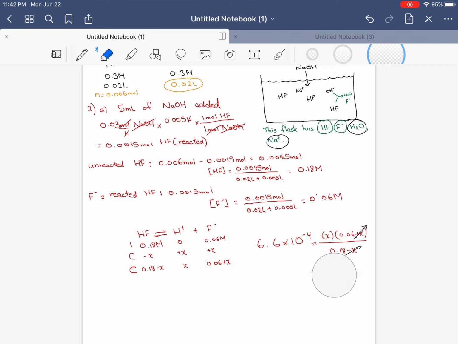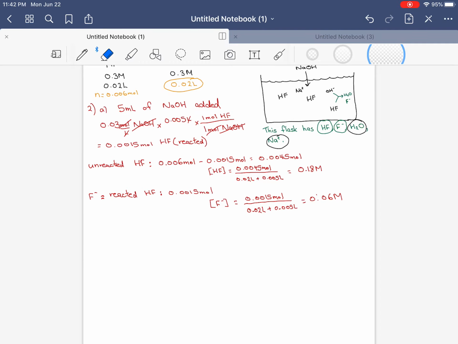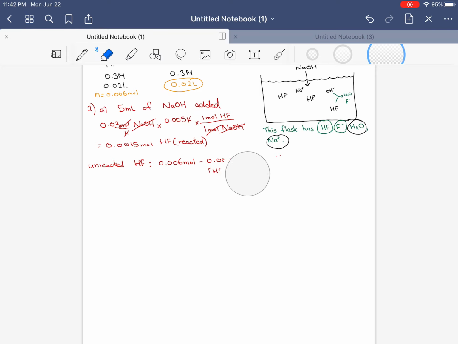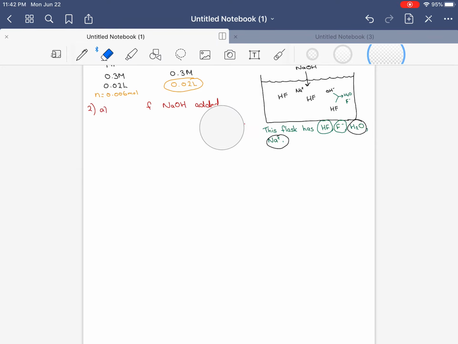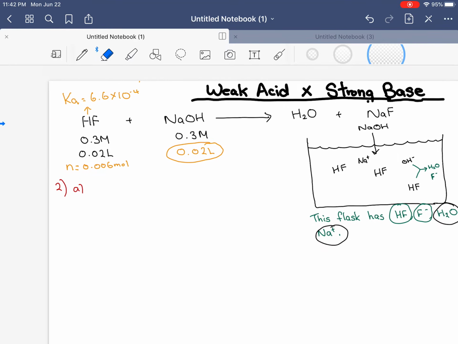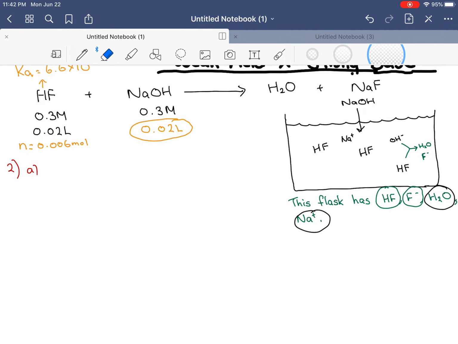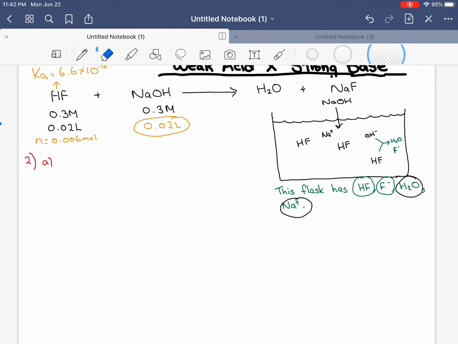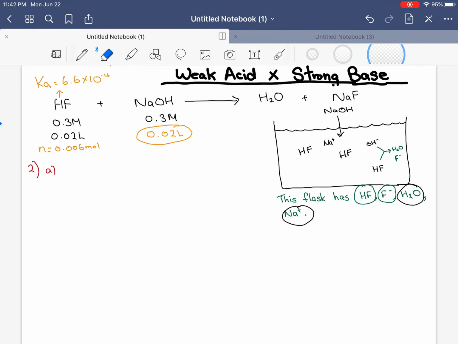You know what? I'm just going to erase everything. I will rewrite everything again. No big deal. Okay. I will rewrite everything again. Because the next part, I'm just going to keep it identical, just changing the volume of base added. Okay, because we're not going to go over the equivalence point. We're going to stay before the equivalence point. Just that I might want to give you guys a little bit more practice.